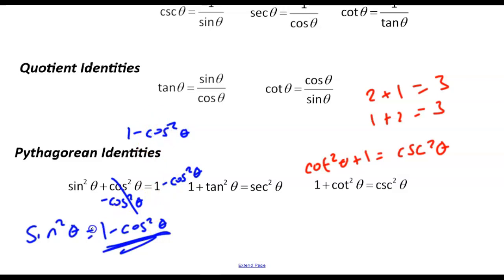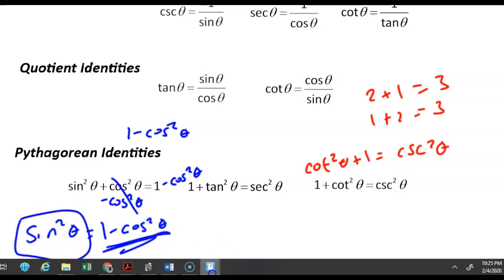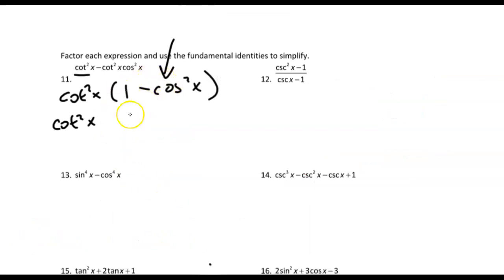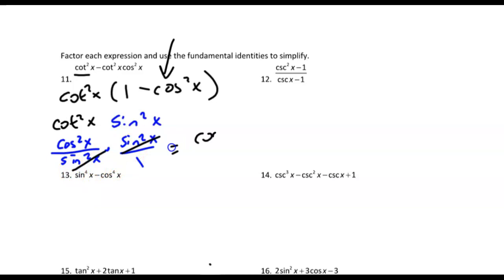So what can I substitute in that place? In place of this, I'm going to plug in sine squared. So that is going to be sine squared. Now, remember the quotient identity: cotangent is cosine over sine, so cotangent squared is cosine squared of x over sine squared of x. And we still have times sine squared of x. Do you see what happens now? Hopefully you do. The sine squared will cancel out. I'm left with cosine squared x over 1, which is cosine squared of x.